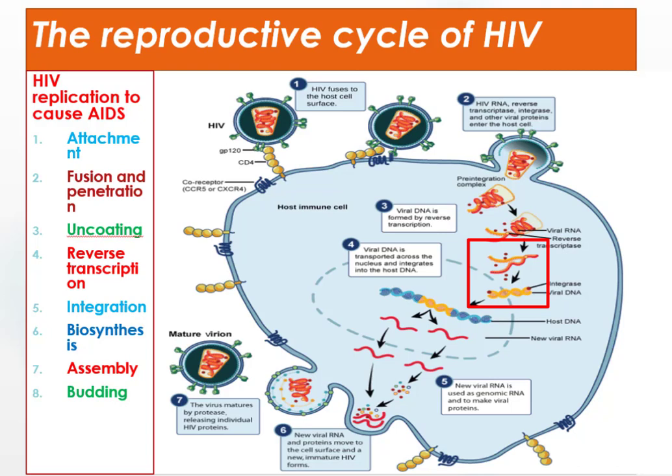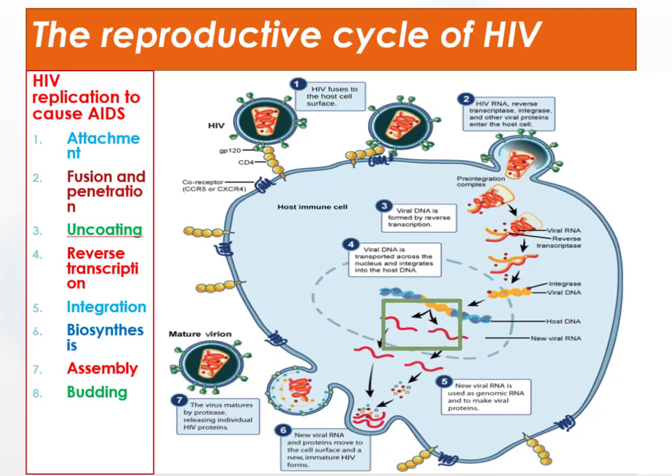Once viral DNA gets synthesized, or reverse transcribed, it must be transported into the nucleus and integrated into the host DNA through the action of integrase enzyme. Once this viral DNA gets integrated with the host DNA, the viral DNA hides itself in the host DNA and gets replicated when the host's DNA gets replicated, for a certain period of time until some triggering environmental conditions appear.